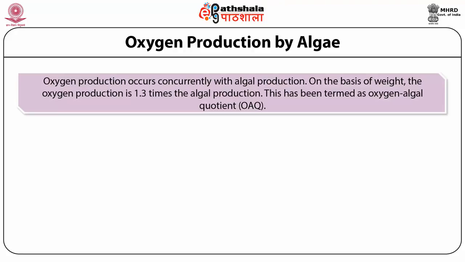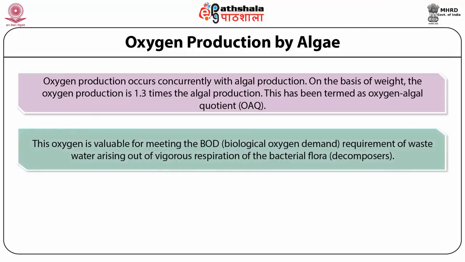On the basis of weight, the oxygen production is 1.3 times the algal production. This has been termed as the oxygen-algal quotient. The oxygen is valuable for meeting the biological oxygen demand requirement of wastewater arising out of vigorous respiration of the bacterial flora due to decomposers. The efficiency of the purification process is judged by BOD removal capacity, and the ultimate BOD of wastewater should not exceed the oxygen produced by algal photosynthesis.